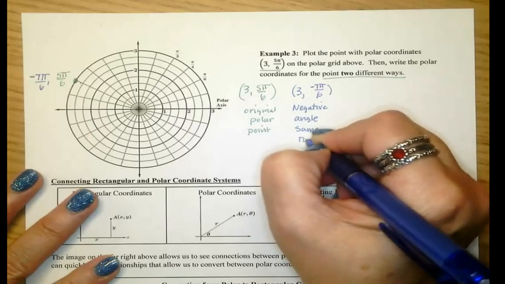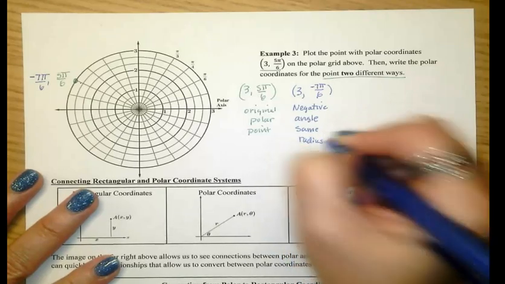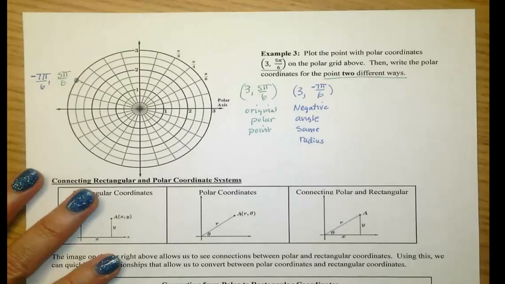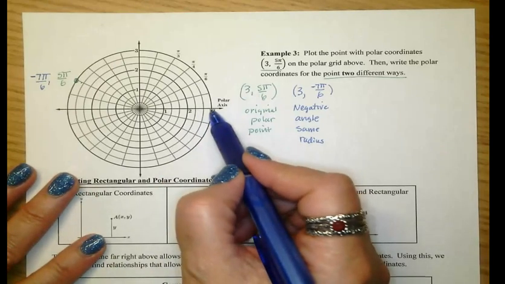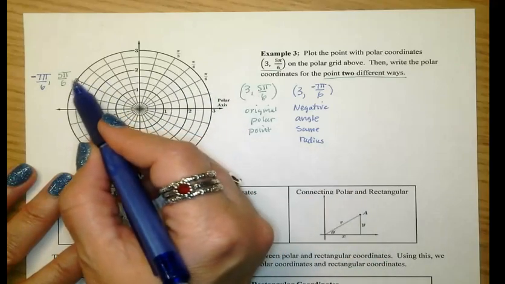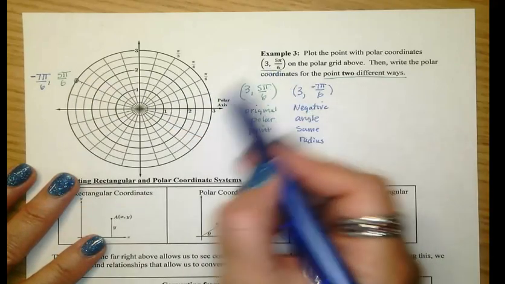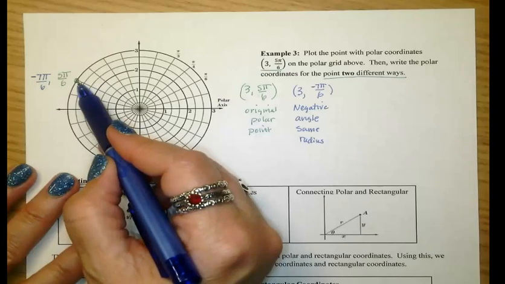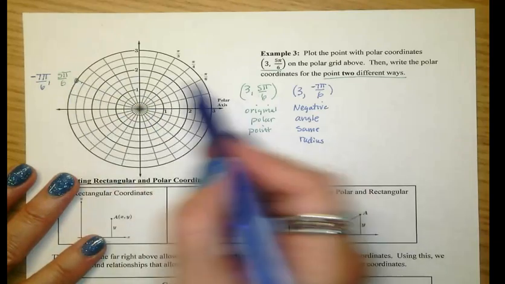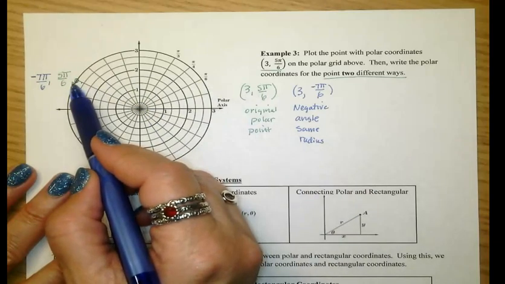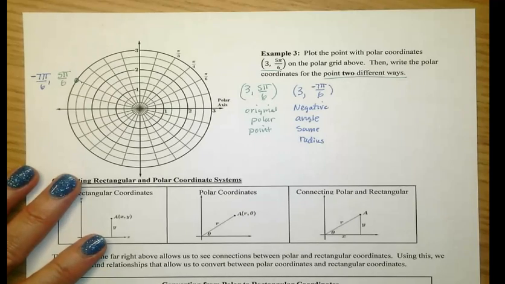And I am just writing this out because these are your notes. So I want you to be able to see what we're doing here. So I started at the pole, positive direction, counted out 3. That's the original. Went in the negative direction to the same angle, counted out 3. And so now I have 2 points at this same location.